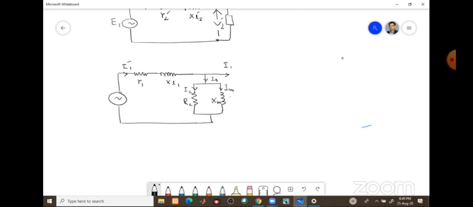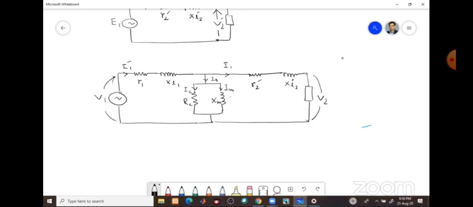So that was our primary circuit, but now we are adding another resistance and a reactance, which we are getting from equation number 4a. Next we have the load. The same current will flow through that, but here the voltage will be V2 and here the voltage is V1. So this is called the exact equivalent circuit.